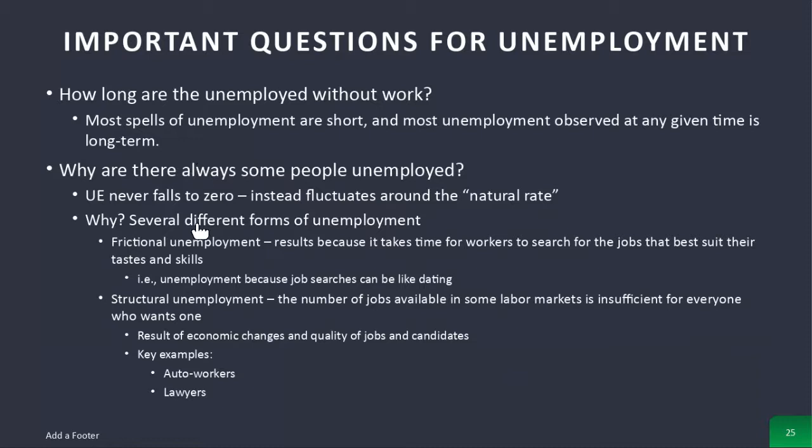So what's it this way? UE never falls to zero. Instead, it fluctuates around the natural rate, and there's several different forms of unemployment, and those several different forms explain why. Frictional unemployment, this is what we just mentioned. This results because it takes time for workers to search for the jobs that best suit their taste and skills. This is unemployment because job searches can be like dating. You're trying to figure out what company is going to work for you, what companies are trying to figure out who's going to work for them.